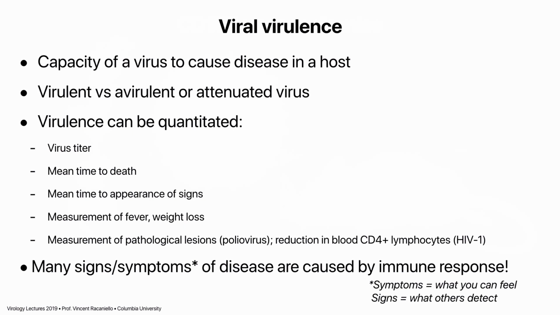All right? We'd like to study this because we want to understand what makes viruses kill hosts so that we can interfere. We quantitate virulence in order to study it, in any of a number of ways, some of which are listed here. You could simply measure how much virus replicates in the animal by a plaque assay, for example, or some other assay. How long it takes before the animals die, mean time to death, mean time to appearance of signs, measurement of fever, weight loss, measurement of pathological lesions, reduction in blood CD4 positive lymphocytes. The list can go on and on and on. But the point is, you can do quantitative measurements and get a number to measure virulence of a virus. By the way, while we're on this, signs, there are two things that happen when you infect an animal. You get signs and symptoms.